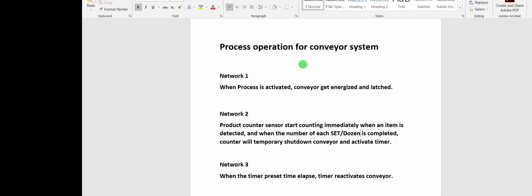This is a process operation for a conveyor system. I will also walk you through one particular simulation for a conveyor with a pneumatic system, but this design does not include pneumatics. We are going to design a simple program logic that will control a conveyor, and integrate the program with a counter, a sensor and a timer. These are the major components required for this design. Before I read this narrative, let me walk you through the operation sequence verbally.